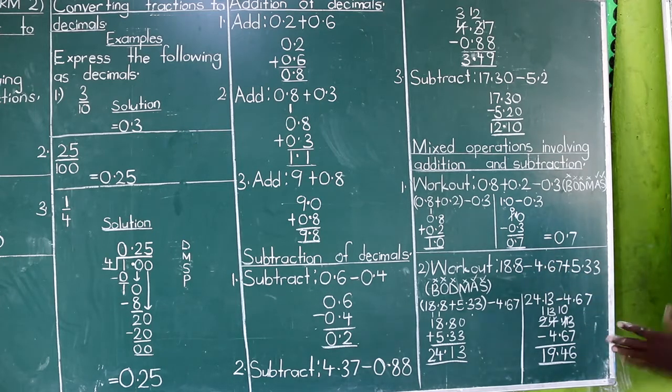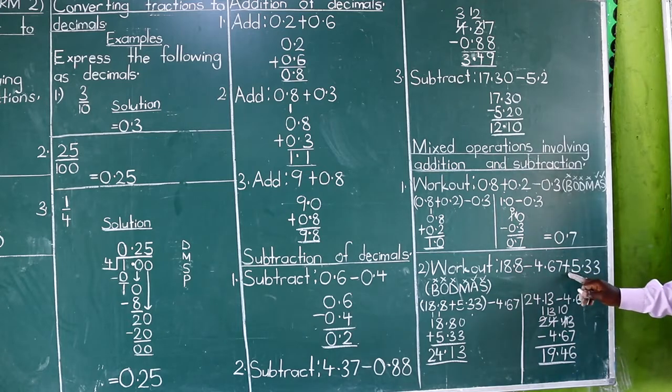So we can never know what to start with unless we use the word BODMAS. So use the word BODMAS to decide on what is supposed to be done. So, do I have brackets? No. Do I have of here? No. Do I have division? No. Do I have multiplication? No. Do I have addition? Yes. So I'm going to start by addition.